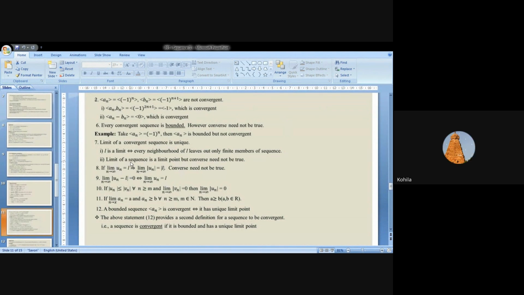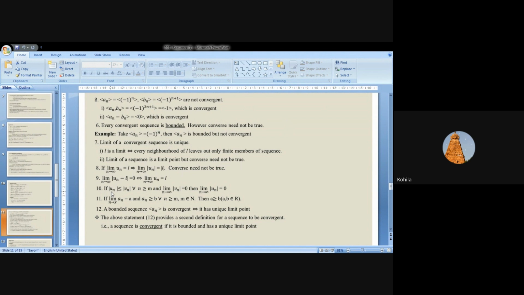Second point: the limit of a sequence is a limit point. Important: the limit of a sequence is a limit point, but the converse may not be true. Look at this. If limit n tends to infinity, u_n equal to L, this implies limit n tends to infinity, modulus of u_n equal to modulus of L, but the converse may not be true. The previous statement can be represented in this way; that is the 10th one.